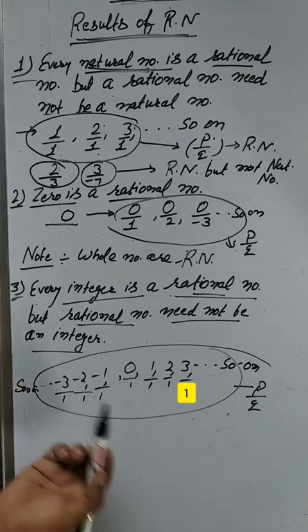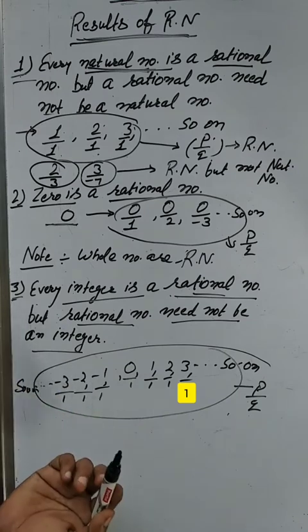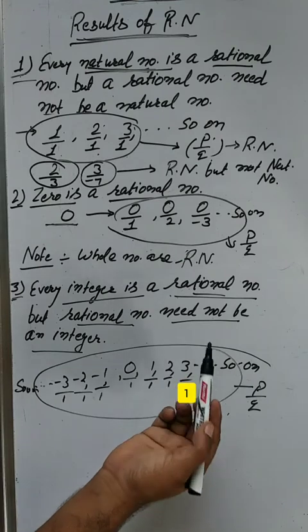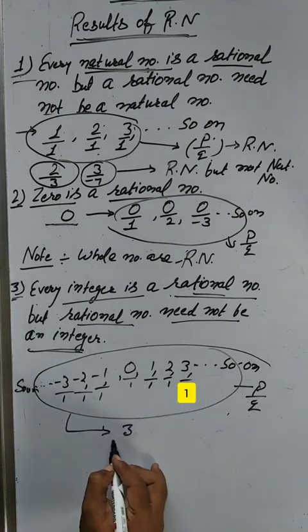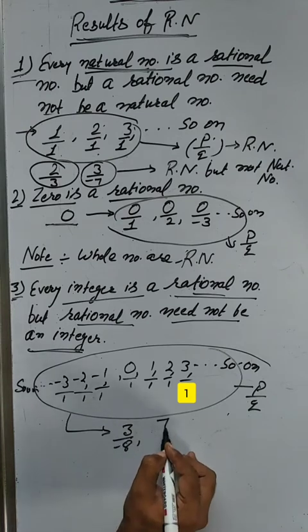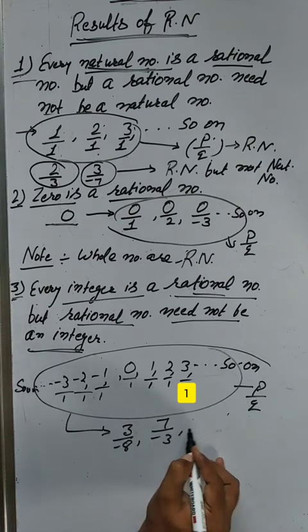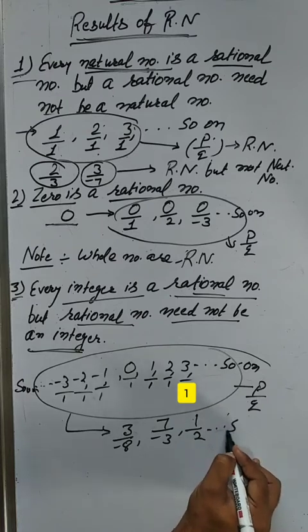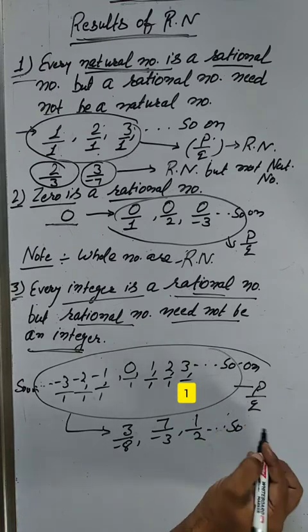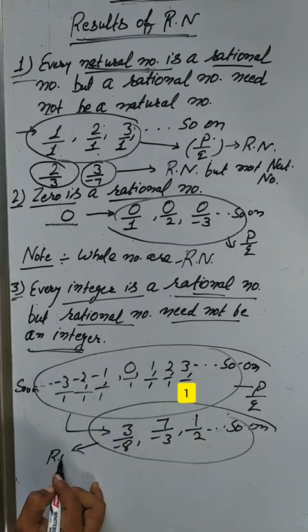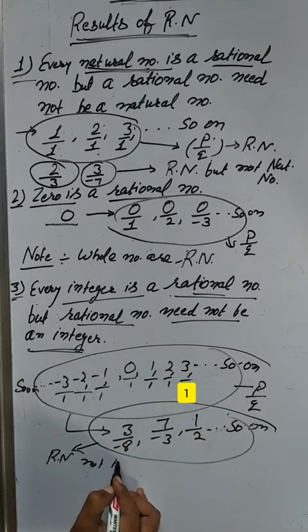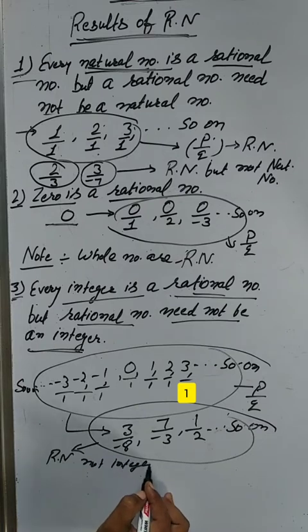From the definition it is also clear, P upon Q, P and Q are integers. But a rational number need not be an integer, like the rational numbers 3 upon minus 8, 7 upon minus 3, 1 upon 2 and so on. Now these are only rational numbers. They are not integers. Okay beta, understood? Clear? I hope these results will be clear to you.